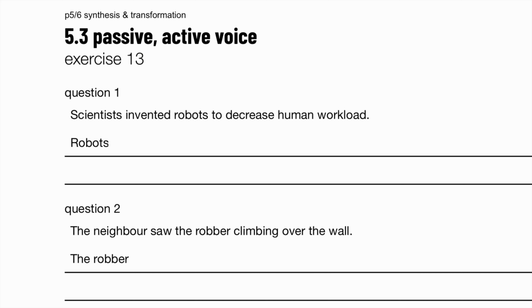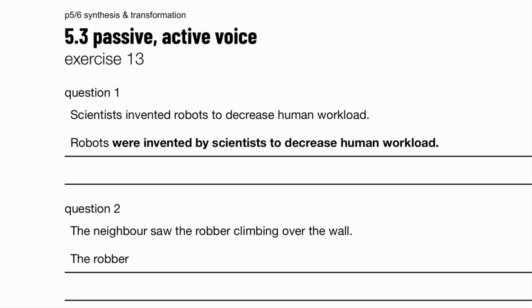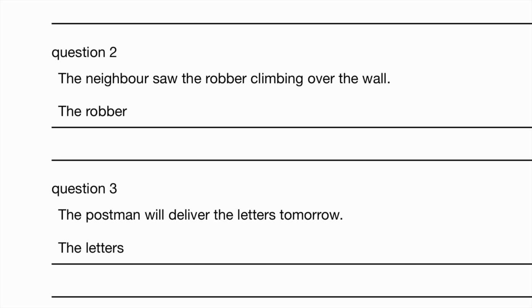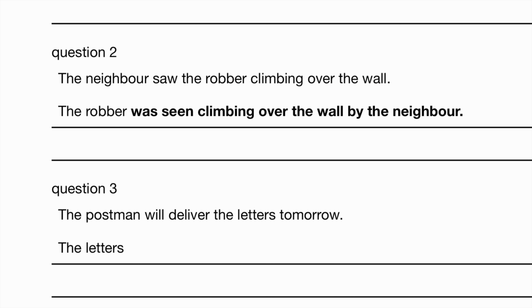Scientists invented robots to decrease human workload. So we are using the past tense as well. Robots were invented by scientists to decrease human workload. For example, is a washing machine a robot? Kind of. So yeah. The neighbor saw the robber climbing over the wall. In the past tense, so robber, singular, was seen climbing over the wall by the neighbor.